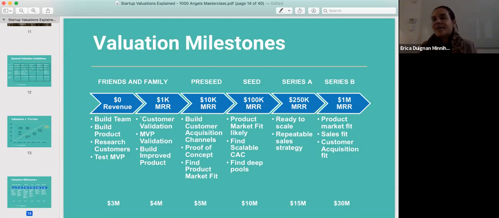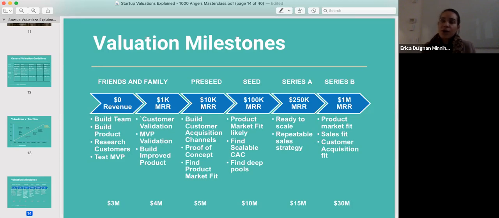And then, of course, by the time a company is getting closer to $1 million in monthly recurring revenue and they can do a Series B, they've achieved product market fit, they've achieved sales fit, they've achieved customer acquisition fit, and now the additional funds are just going in to drive growth.